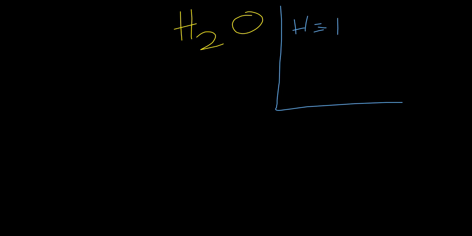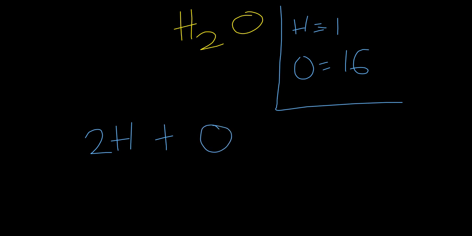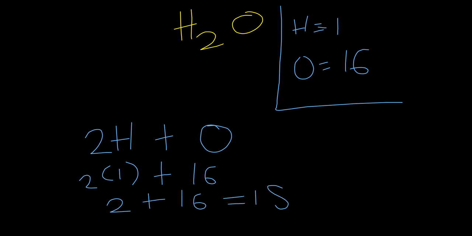For oxygen, it has been given to us, it is 16. We are going to use these values to determine the relative molecular mass of the water molecule. So first, this molecule contains 2 hydrogen atoms plus 1 oxygen atom. The mass of the hydrogen is 1, so that will be 2 times 1. The mass of the oxygen is 16, so that will be 16. So that will give us 2 plus the 16, that will give us 18. So the relative molecular mass of the H2O is 18.